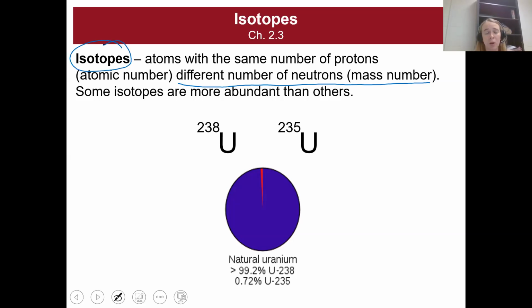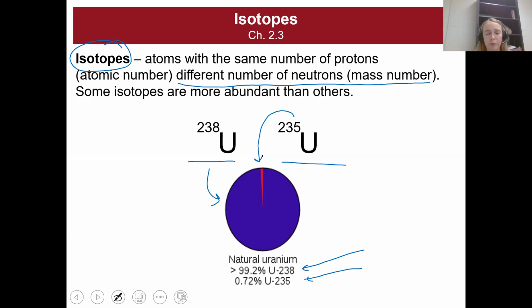So, for example, our isotopes here are uranium-238 and uranium-235. And some isotopes are more abundant than others. The abundances are written down here, where it looks like uranium-238 is blue and uranium-235 is red on this pie chart, because uranium-238 is 99.2% abundant, whereas uranium-235 is much, much more rare. You only find 0.72% of uranium-235 in nature.